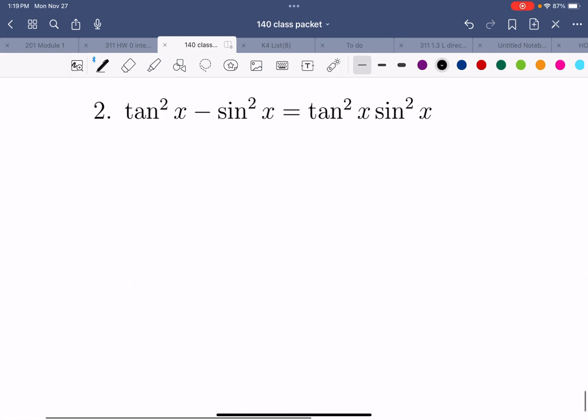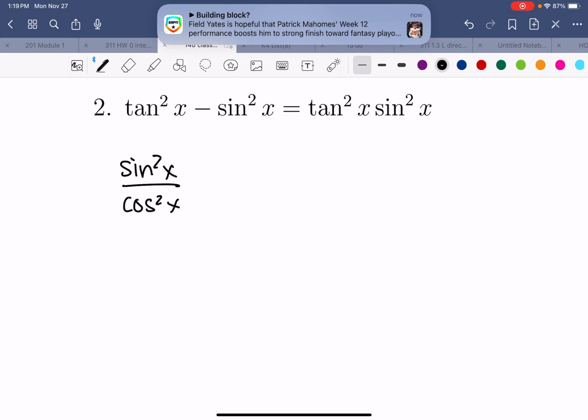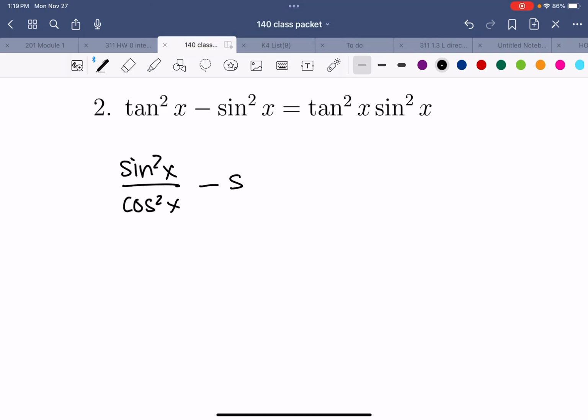We're going to do the same thing here. We're going to switch out those tangents and turn them into sine over cosine. Now the tangents are squared, so we're going to have sine squared over cosine squared. So let's do that next. Tangent squared is sine squared x over cosine squared x minus the sine squared x equals sine squared x over cosine squared x times the sine squared x.